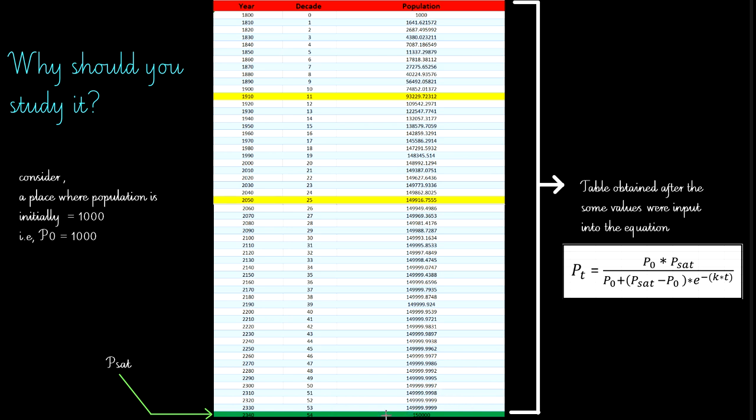So the area where the people are staying has been exhausted of its economic or any other resources, so that's why there is no further increase in the population. So that is nothing but the saturation population. What is P0? P0 is the initial population, and k is the growth rate.